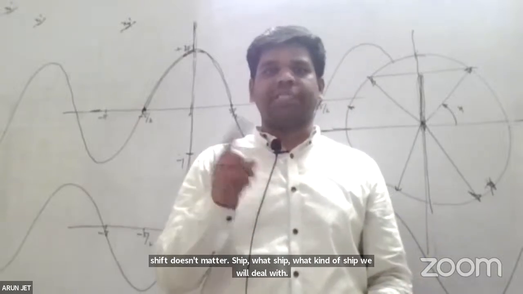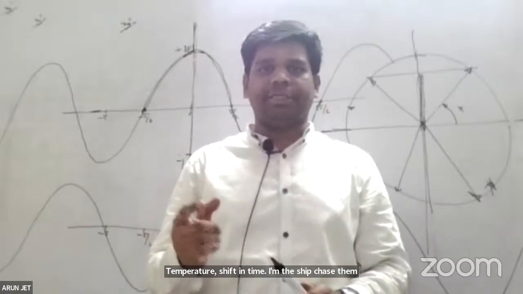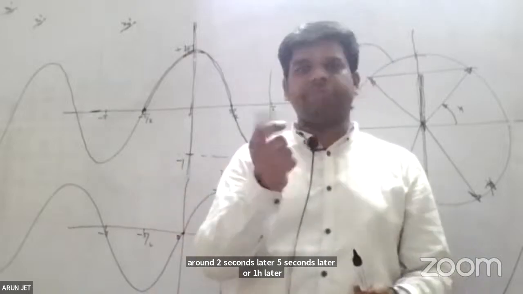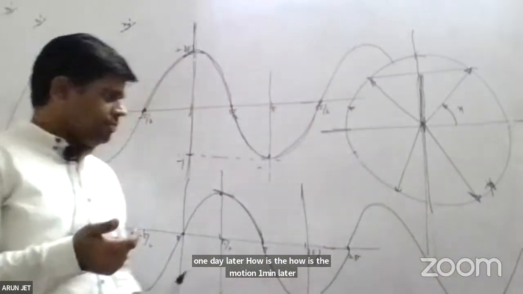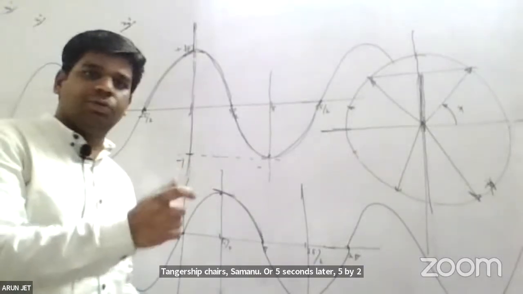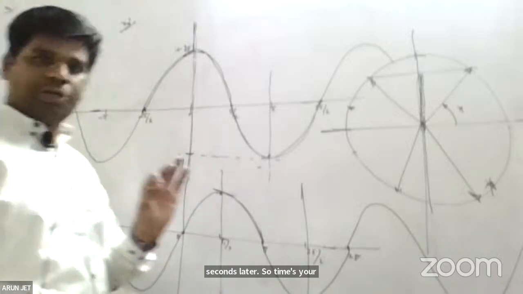If we shift in time, say 2 seconds later, 5 seconds later, or 1 hour later, 1 day later. How is the motion 1 minute later? Or pi seconds later, pi by 2 seconds later. So when we shift time, my structure will not change. The structure of the graph will not change. This is a very important point.